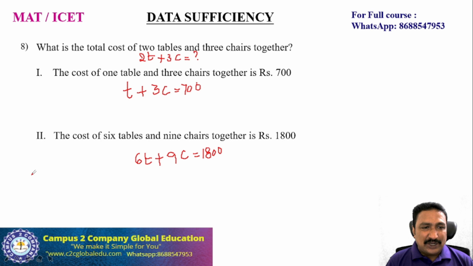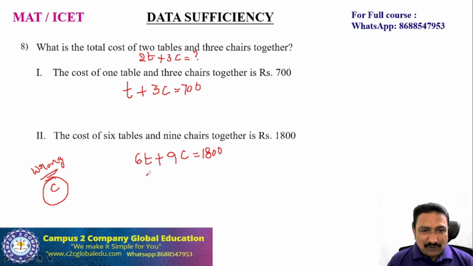Here most of the students will go for the wrong answer. They will combine the first statement and second statement and keep the answer as C. So C is the wrong answer. Why? Because we have to find the cost of 2 tables plus 3C. If you observe the second statement clearly, 6T plus 9C is equal to 1800. If you take 3 common from this equation, you will get 2T plus 3C is equal to 600.